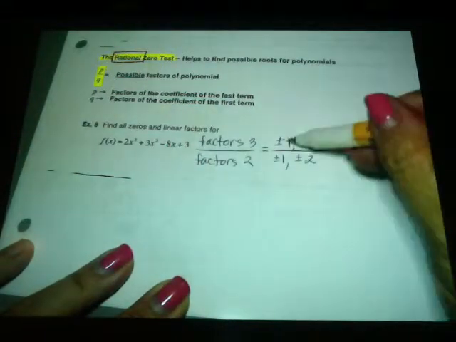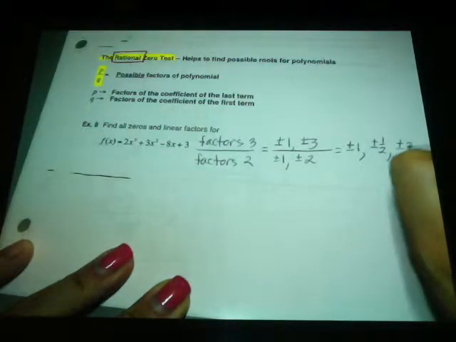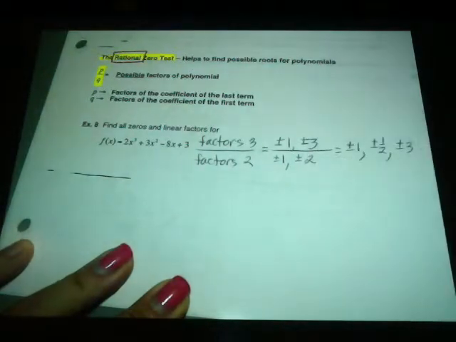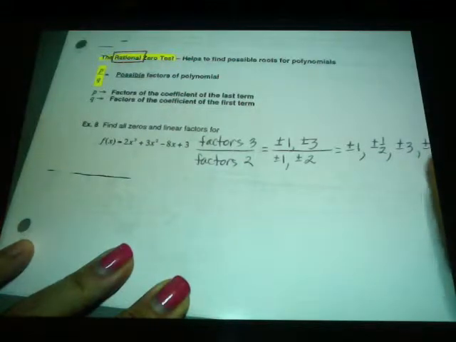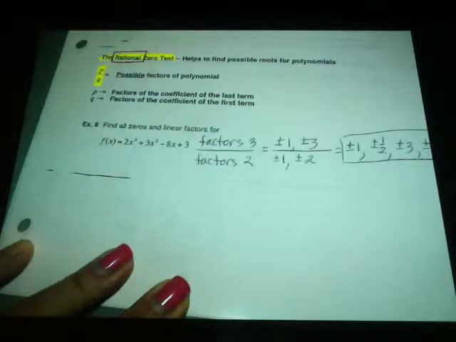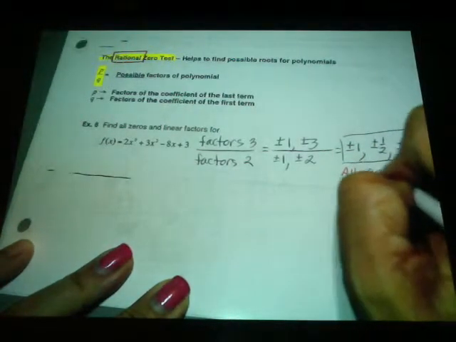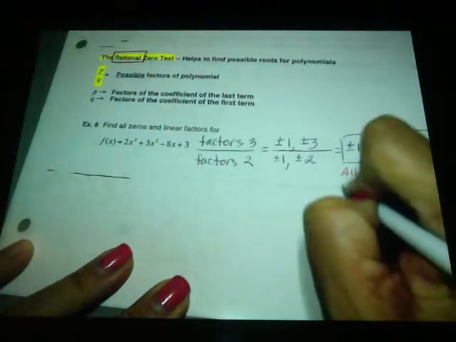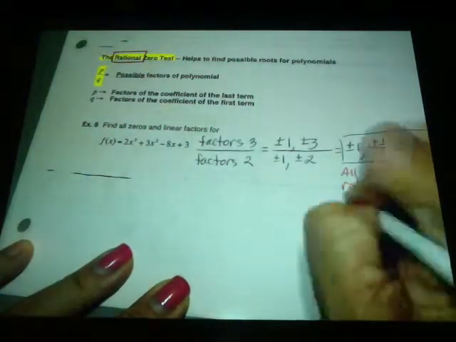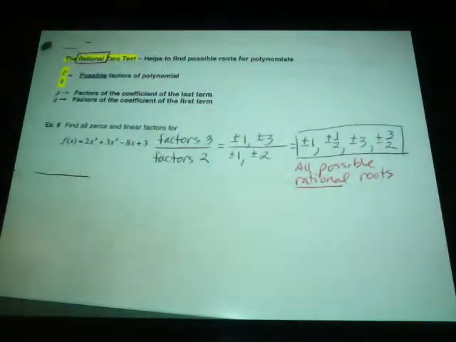So I've exhausted 1, now I'm going to do 3. 3 over 1 is 3. So I've got plus or minus 3, and 3 over 2 is the fraction 3/2. So plus or minus 3/2. So these right here are my only possible rational roots. That's not to say that they're all the roots, they're just the possible rational roots.